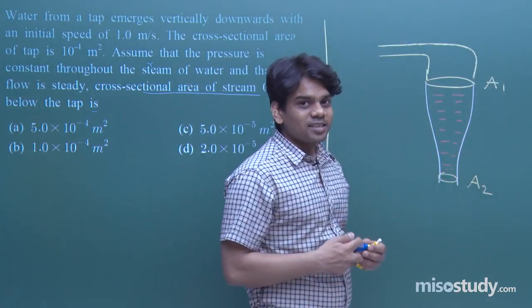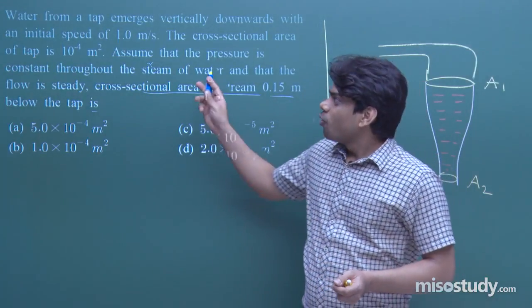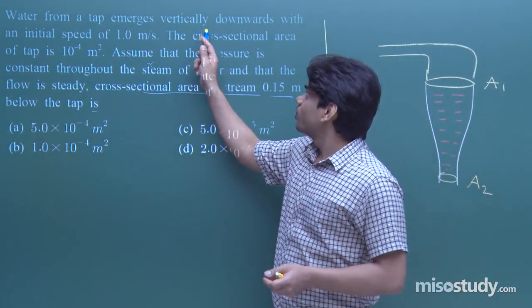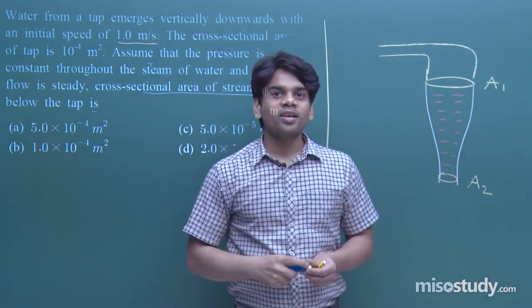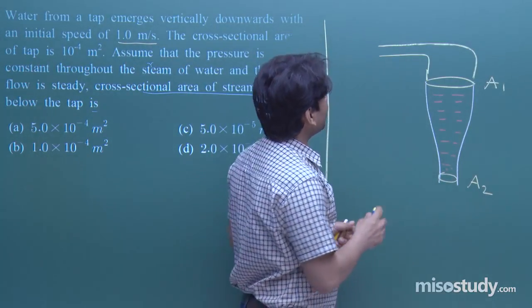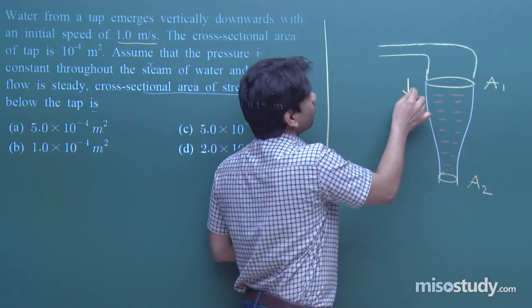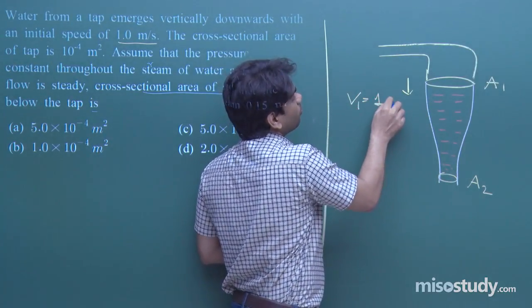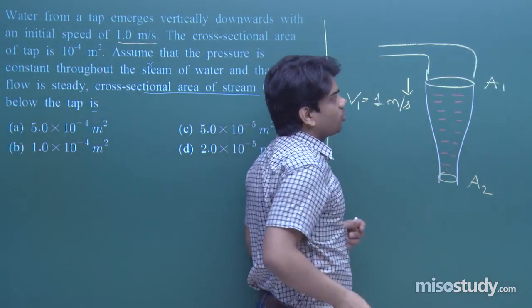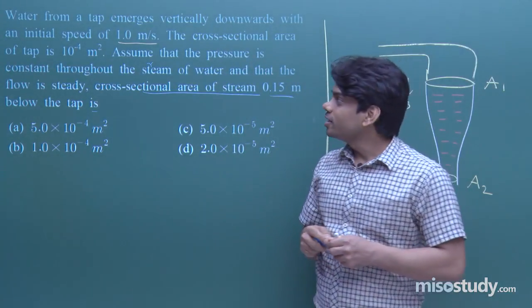Now if you read the question statement, water from a tap emerges vertically downwards with an initial speed of 1 meter per second. That is, the speed at this point is 1 meter per second. So let me write this as V1 equals 1 meter per second. I hope that this would be clear to you all.